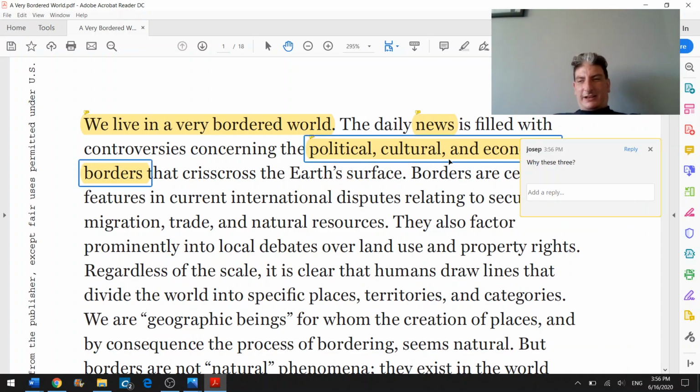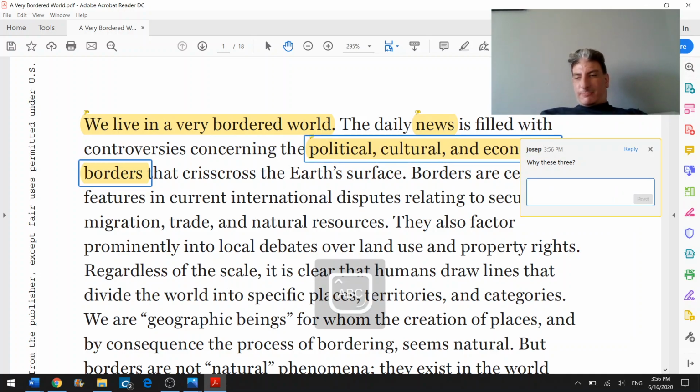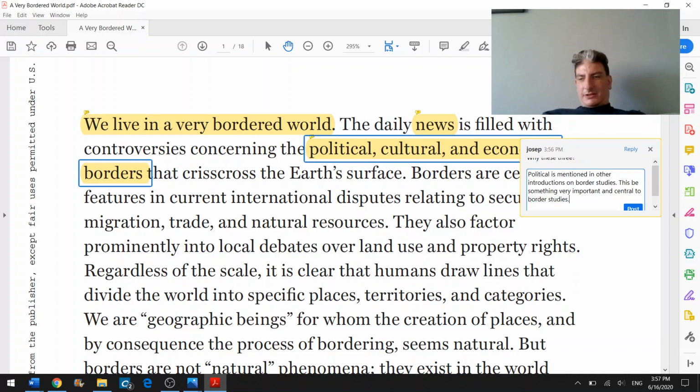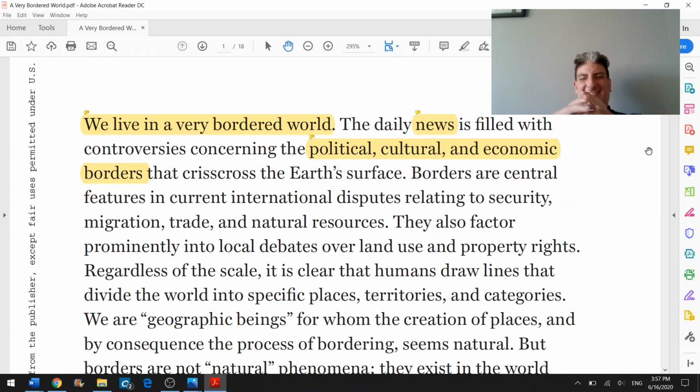So I can even write that in my notes here. Political is mentioned in other introductions on border studies. This must be something very important and central to border studies. So by giving myself that note, I now know this is something very important. This is like a theme. Now that I made that connection, now I know that there's somewhere I could go with this, right?